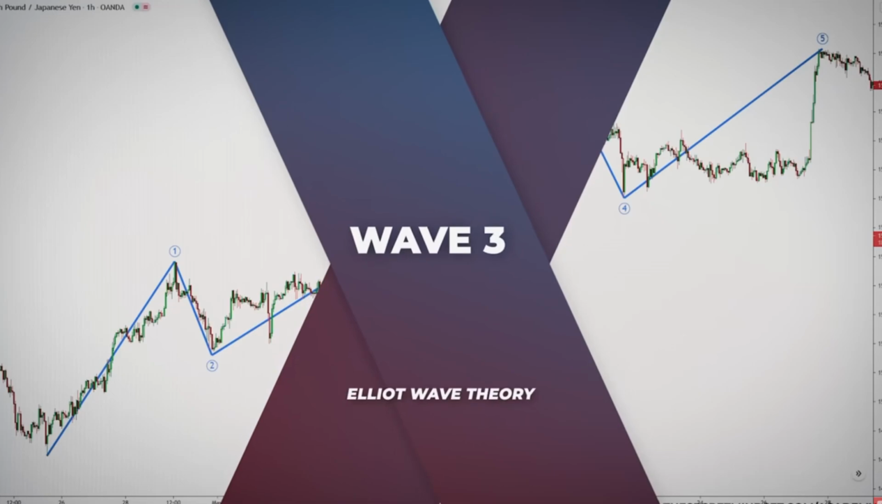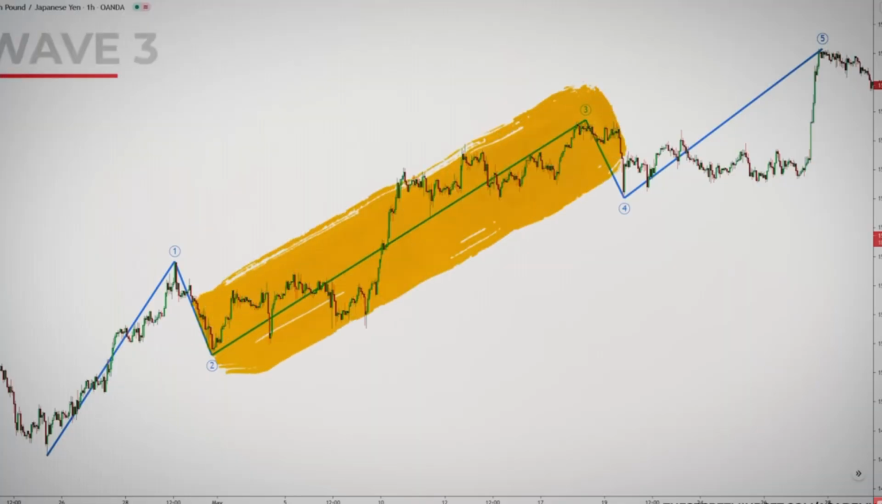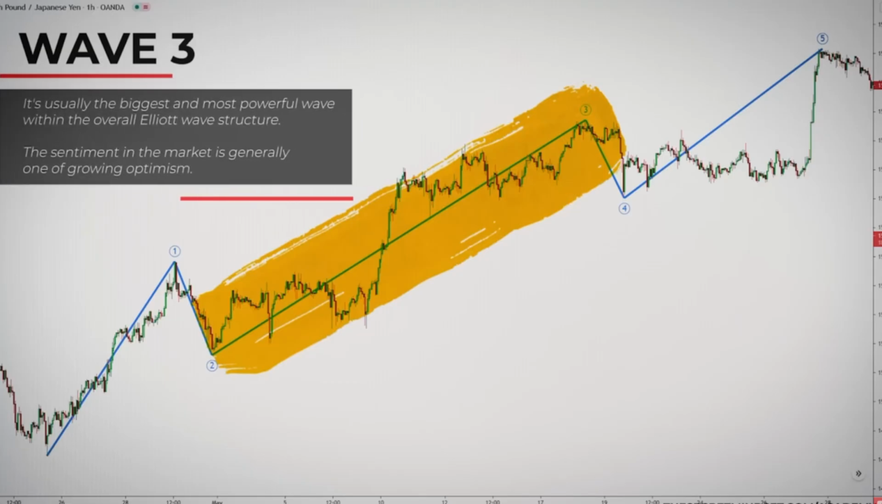Wave 3 offers the largest potential for profit, as it's the biggest and the most powerful wave within the overall Elliott wave structure.